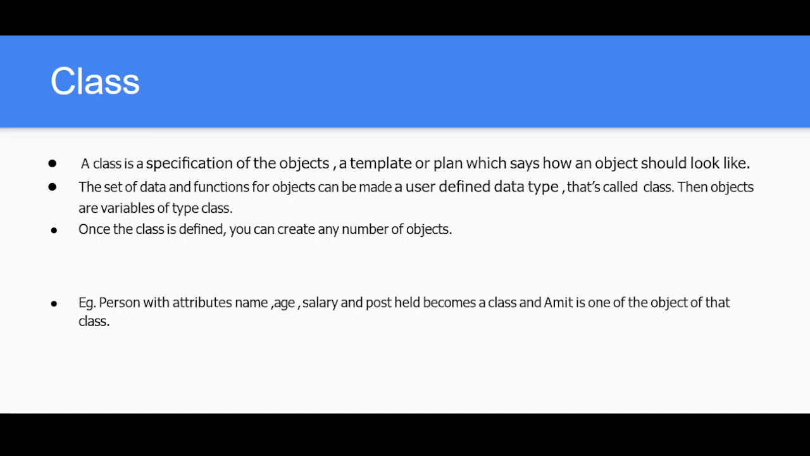Once the class is defined, you can create any number of objects. For example, a person with attributes name, age, salary, post held becomes a class, and Amit is one of the objects of that class. So here we have a class. Here we have Amit. Amit is an object. Amit will have several characteristics, like he has got a name, an age, a salary. So all these basic structures are included in the class, and we are using this class as a template for our object. And inside the object, we will write all the details and the functions.